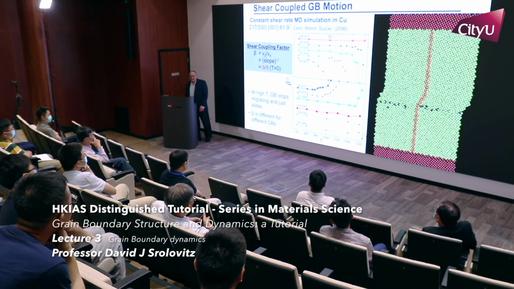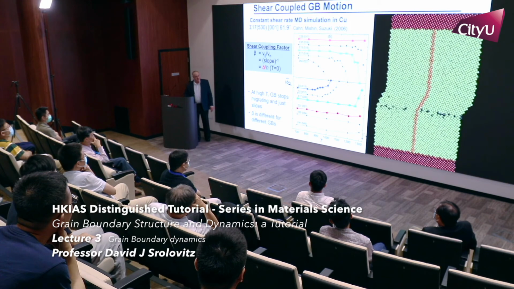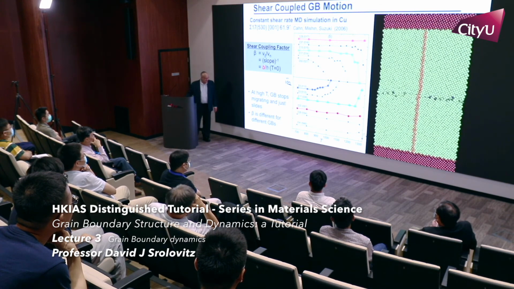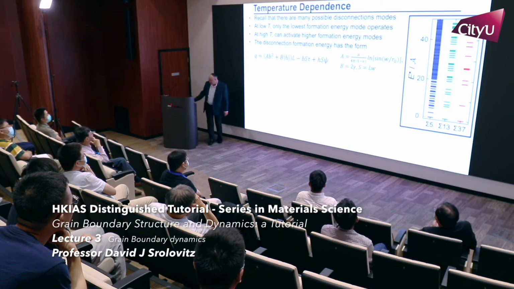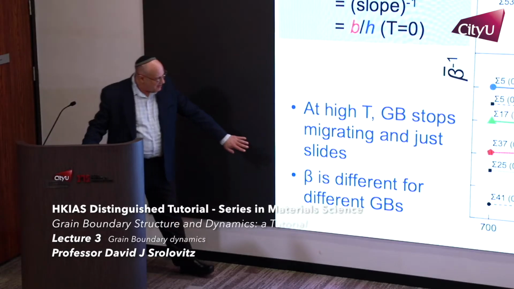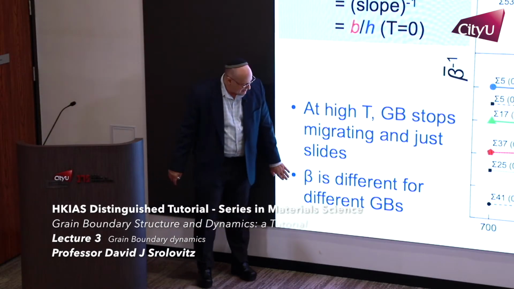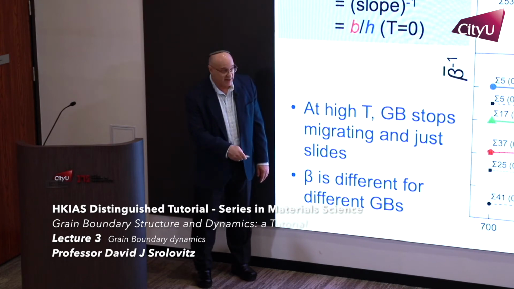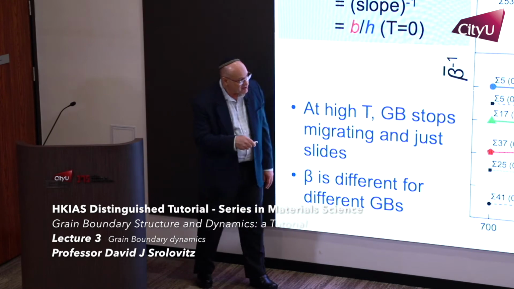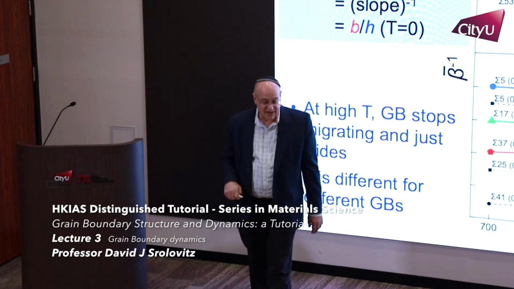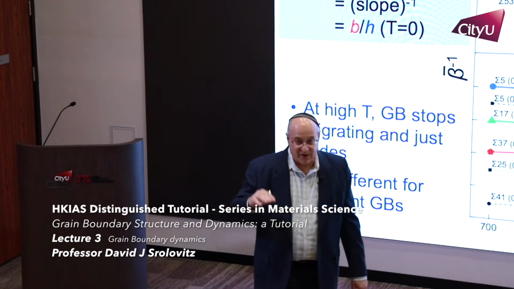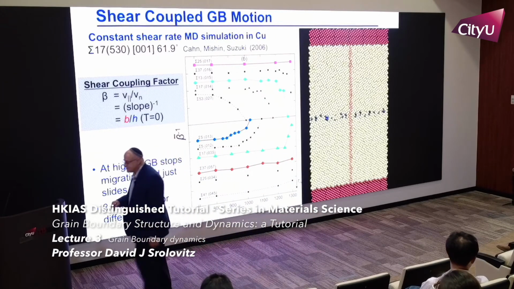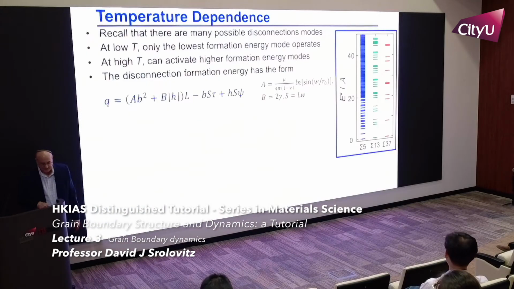Well, why is that? I'm glad you asked. So, coming back here, clearly the fact that beta is different for different grain boundaries tells you there's a crystallography dependence. The fact that there's a temperature dependence tells you that the energies to form disconnections are different for different grain boundaries. Okay, so that's what we'll go back to.